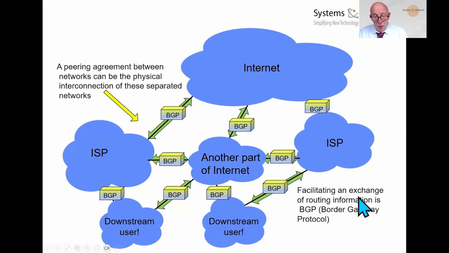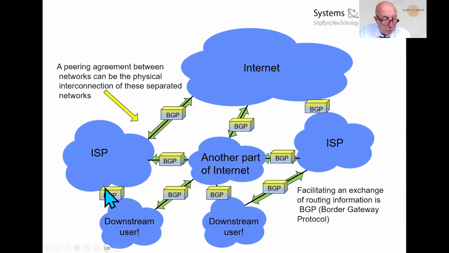Facilitating this exchange of routing information is BGP. So now we can actually pick on this and say, good heavens, we've now got iBGP running within here. This system here will have iBGP running in here, potentially. This one will have iBGP running here, potentially.